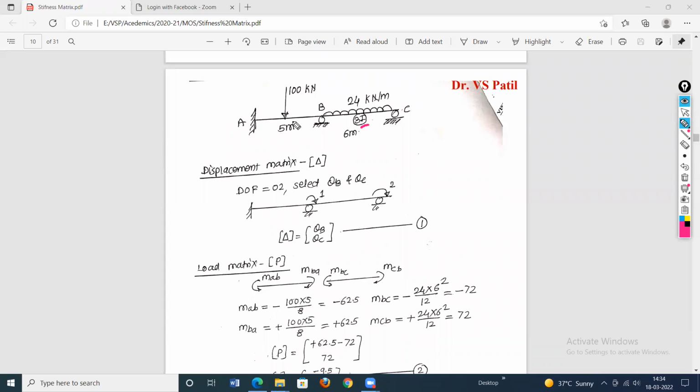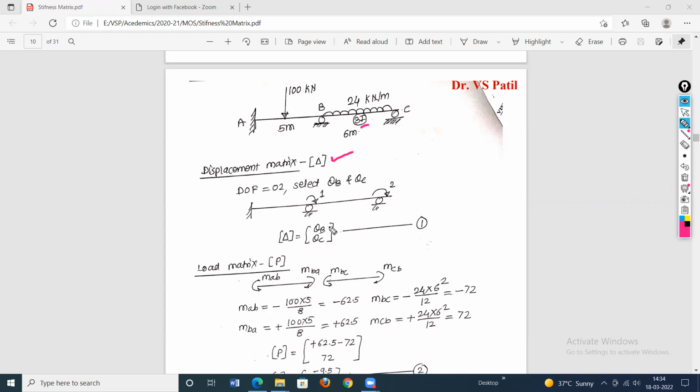The first span is subjected to a point load at the center, and the second span BC is subjected to a uniformly distributed load of 24 kilonewton per meter. Analyze this beam using the stiffness matrix method and draw the bending moment diagram. The first step is to determine the displacement matrix, that is, the delta matrix.